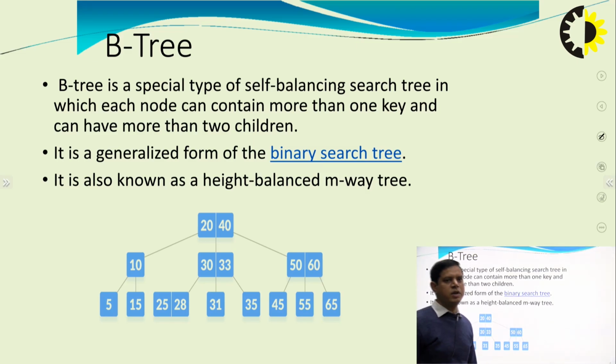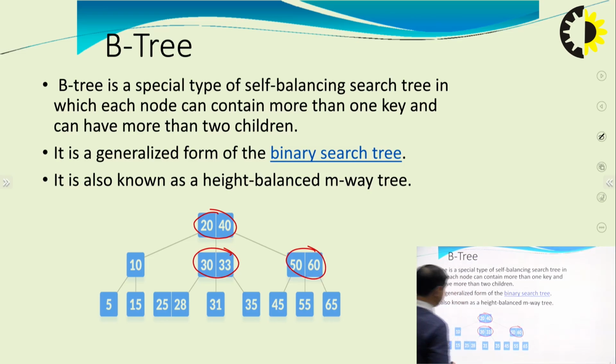We are already familiar with the binary search tree, where at each node, its value must be greater than its left side children and must be less than its right side children. Another name for this tree is height balanced M-way search tree. Here M is the order of the given tree that will be given in the question, and as we discussed, each node can contain more than one key. Here we have 2 keys, here 2 keys, here 2 keys, and all the values should be in sorted form.